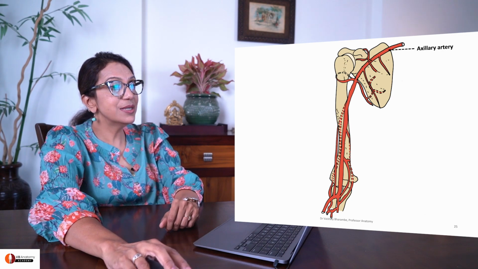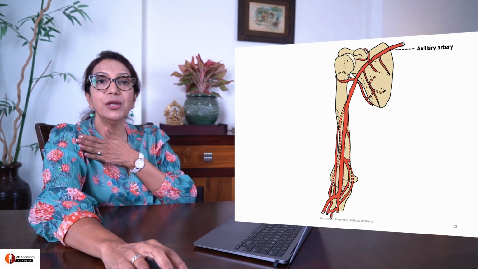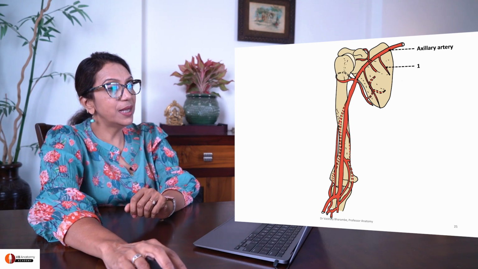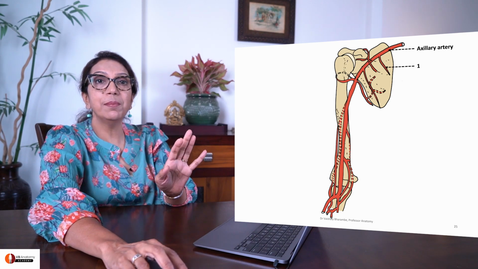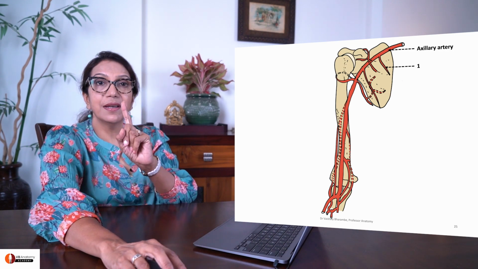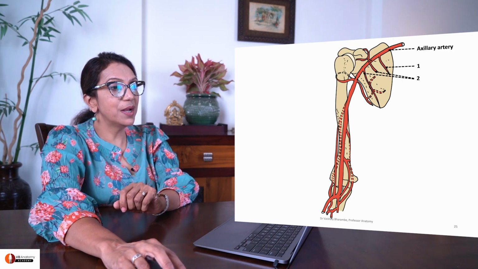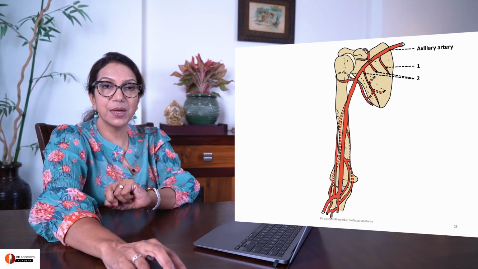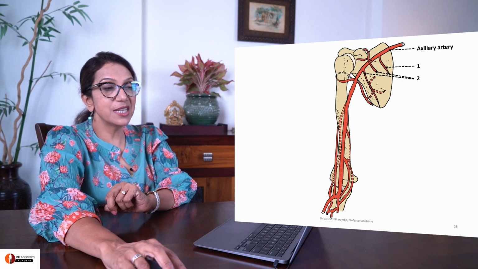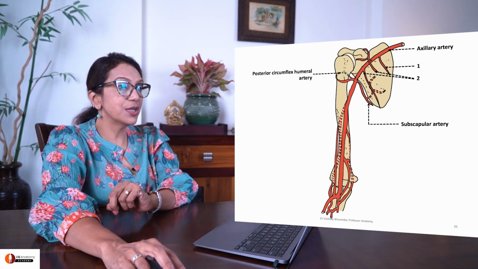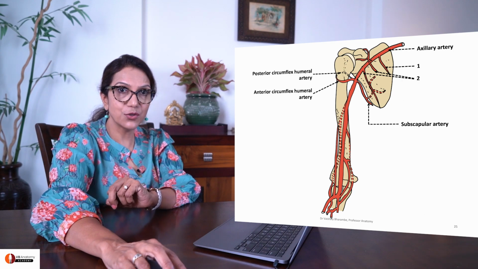Right. Here you're seeing the axillary artery coming towards the upper limb to supply the upper limb. You know that it divides into three parts by the pectoralis minor. First part giving rise to one branch, second part giving rise to two branches, and the third part giving rise to three branches. What are those three branches? Subscapular artery, anterior and posterior circumflex humeral arteries.